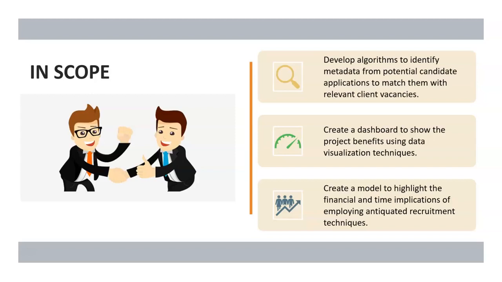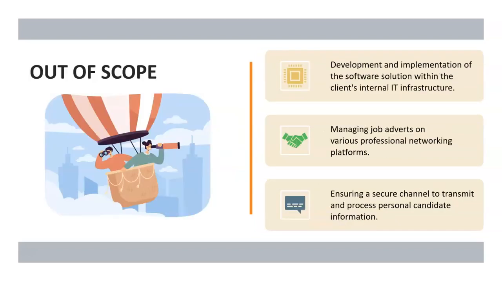What all will be out of scope of the project? So we aim to reduce the recruitment time for the clients from 6 to 8 weeks to 3 to 4 weeks, and we'll create a roadmap to help them build the software. However, the actual development and implementation of the software solution within the client's internal IT infrastructure will not be in scope of the project.